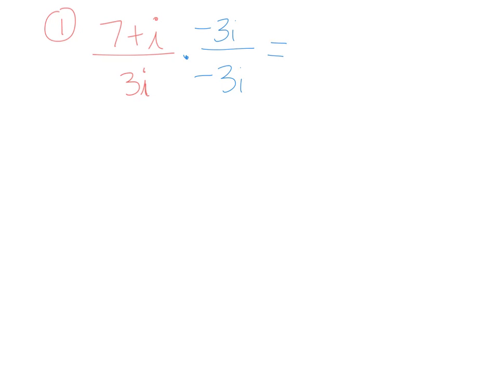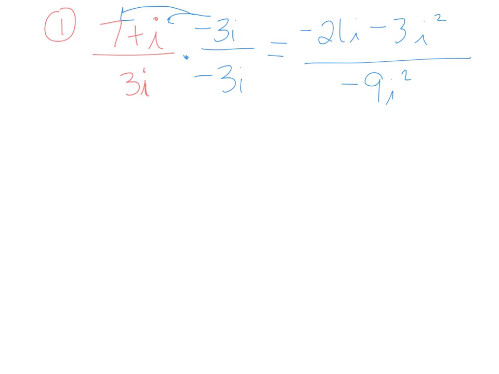Okay, now I'm going to ignore the bottom and just multiply the top, so I'm going to distribute that negative 3i. So negative 3i times 7 is negative 21i, and negative 3i times i is negative 3i squared. Okay, now ignore the top and look at the bottom. 3i times negative 3i is negative 9i squared.